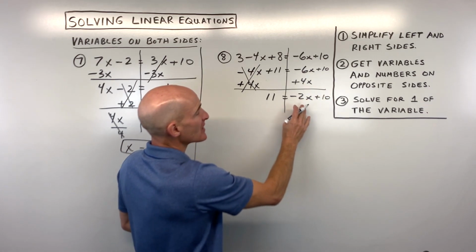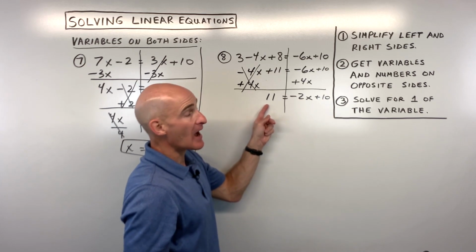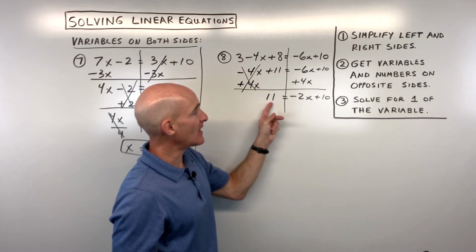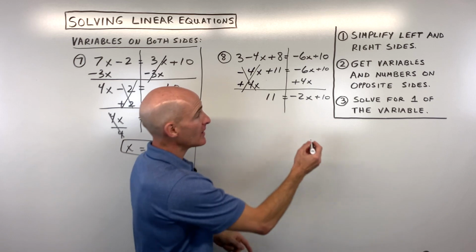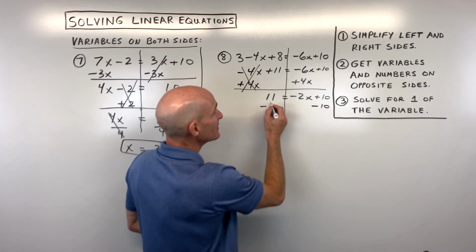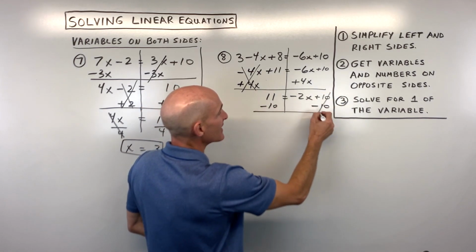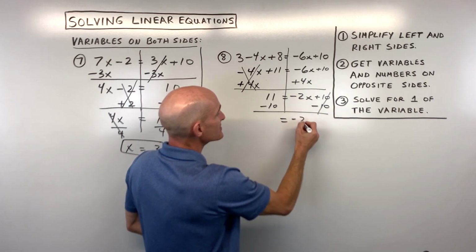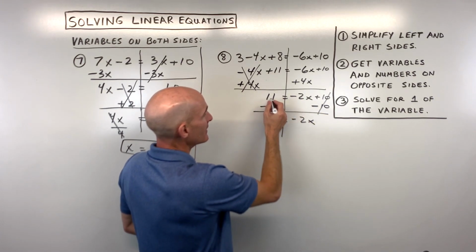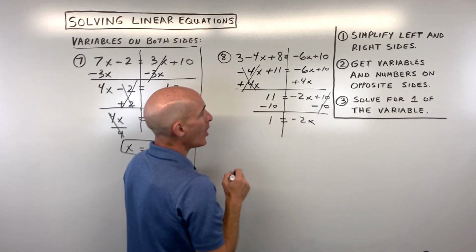Okay, now we have the variables on the right, which means we want to get the numbers on the left. How do we get the numbers on the left? We have to get rid of them on the right by doing the opposite. I'm going to subtract 10 from both sides. That gives us 0 here. This is negative 2x, and 11 minus 10 is 1.